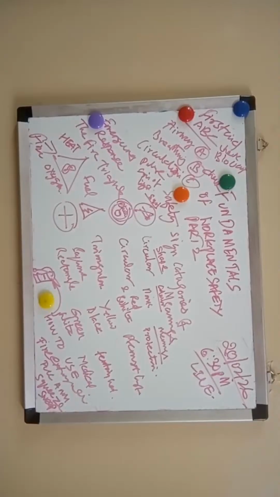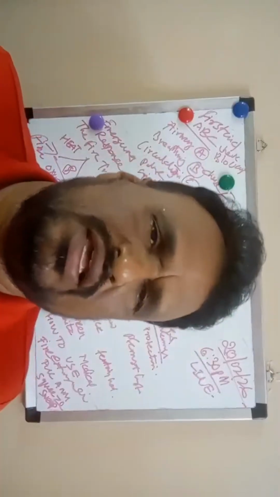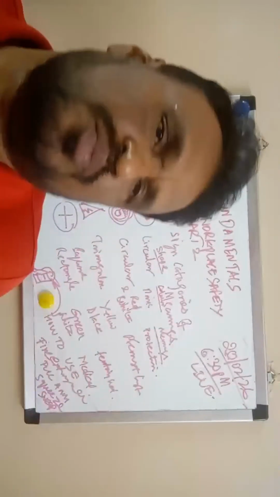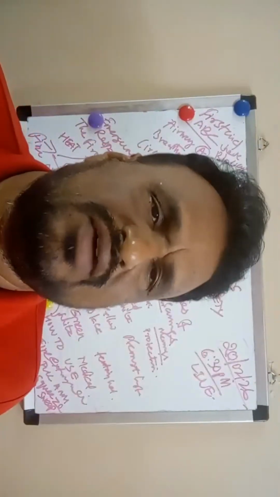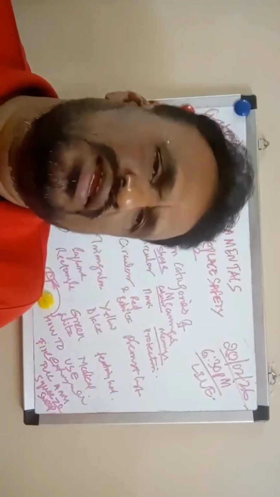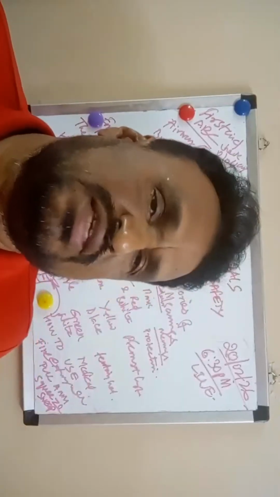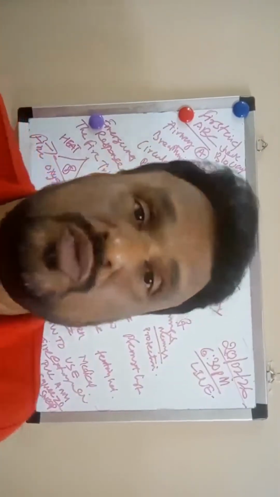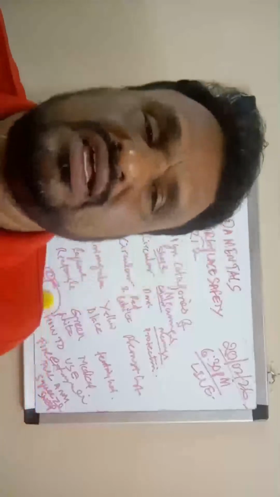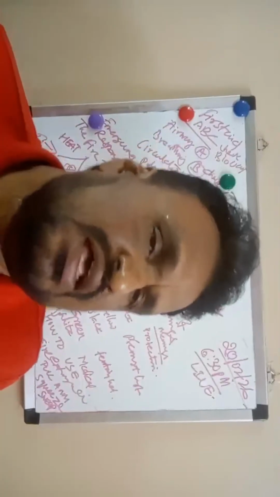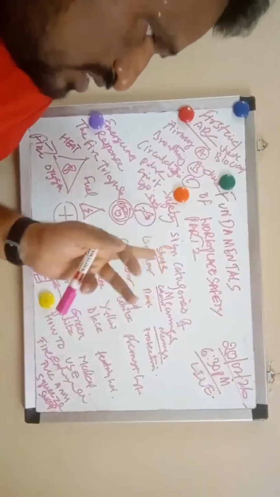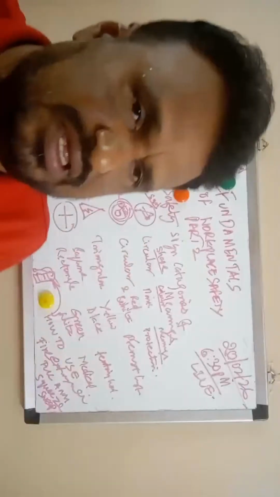Fundamentals of Workplace Safety Part 2. What we have seen yesterday in Part 1, now Part 2 we are going to see. In Part 1, we saw the 5 major workplace hazards, and how proactive workplace safety measures need to be taken. What are the fundamentals for workplace safety? Here is the continuation of the fundamentals of workplace safety.